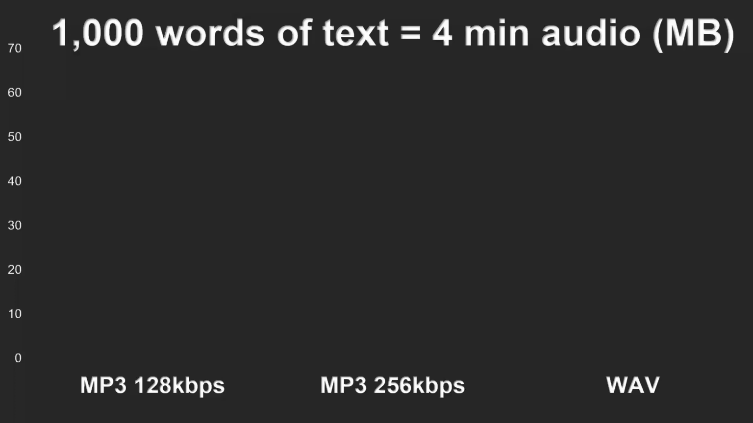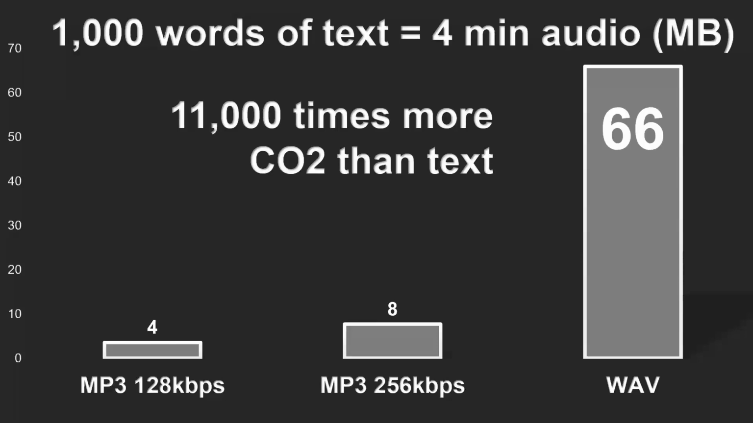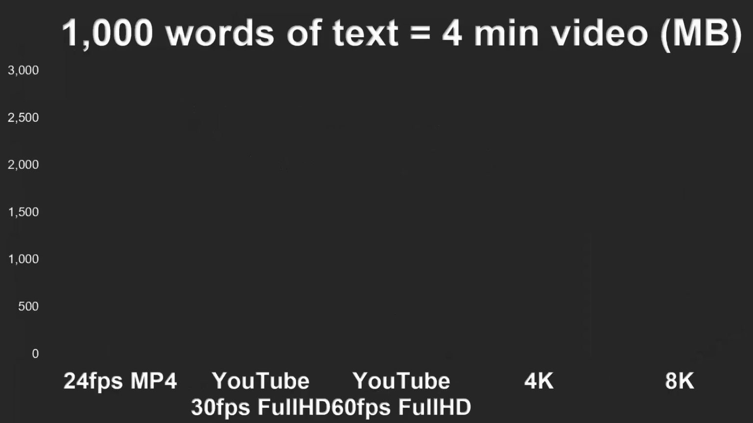So to read 1,000 words of text takes about 4 minutes. So an MP3 at 128 kilobits per second is about 4 megabytes. Now we're into megabytes. At 256 kbps, about 8 megabytes. And if you saved it as a WAV, which you never should, only if you're doing studio work with music, it jumps to 66 megabytes. So potentially audio 11,000 times more intense with CO2 than text.